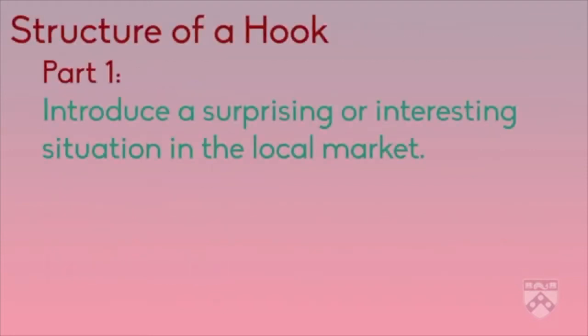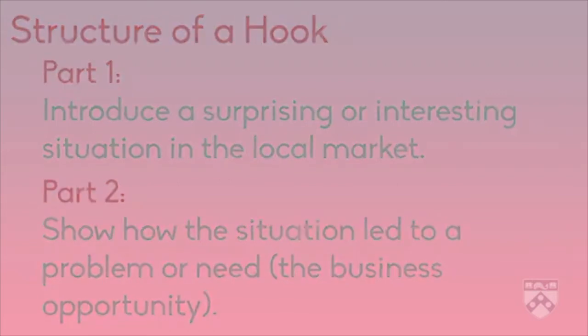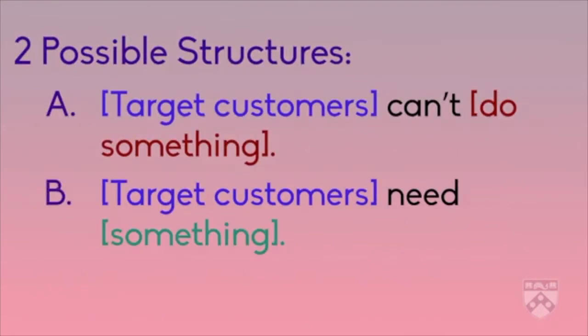We've reviewed part 1 of the hook, including the 3 options a speaker can use to introduce a situation in the local market. In part 2, the speaker shows how the situation led to a problem or need, creating a business opportunity. This can be done with one simple sentence about the target customers. Let's review 2 possible structures. Target customers can't do something, or target customers need something.